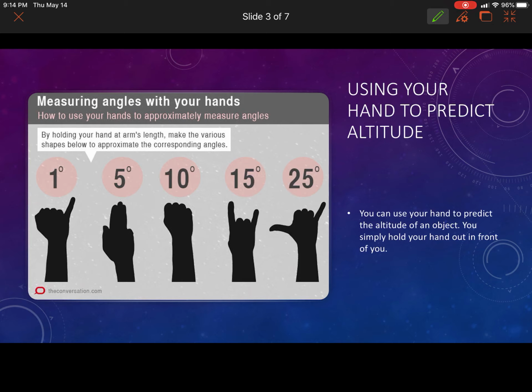That's 1 degree. 3 fingers together like that represents 5 degrees. There's our 5 degrees. A fist together is 10 degrees. Your second finger to your fifth finger is 15 degrees. Now on your notes there, you have an extra one where 2 fists together are 20 degrees. And then if you stretch your thumb and your pinky out as far as they go, that represents 25 degrees. So we're going to use that method to predict the altitude.